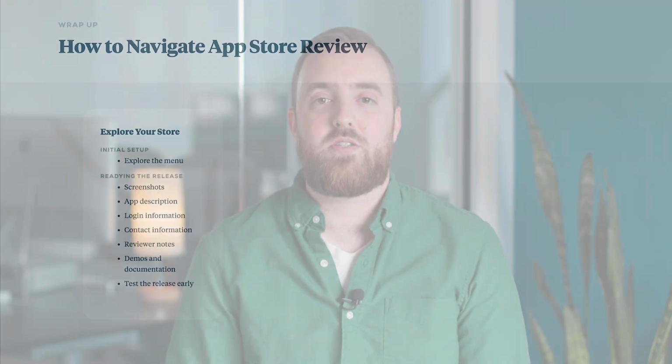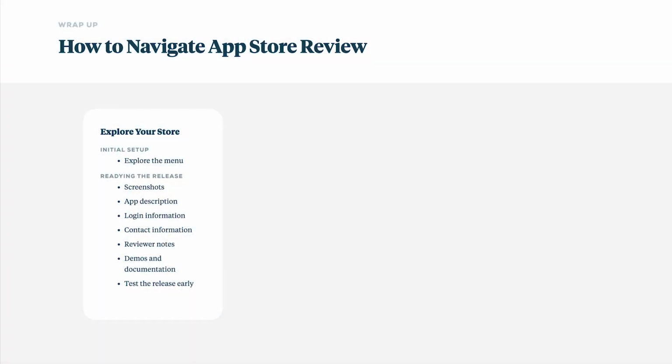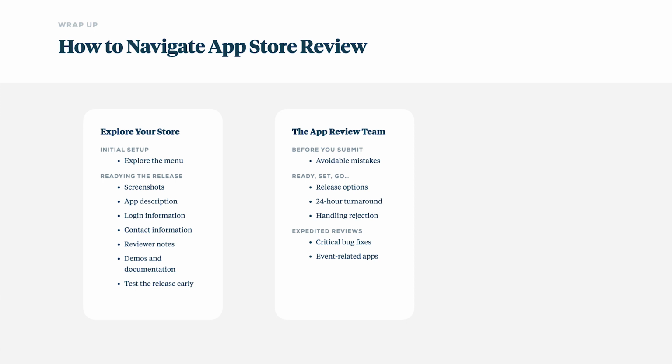Let's recap what we discussed today. First, we reviewed the initial setup of your App Store. We also walked through how to configure your release so the app review team has everything they need to approve your app quickly. Before submitting your app for review, make sure you avoid common mistakes. In the event your app is rejected, you can work directly with the app review team via your App Store Connect page. And in extreme circumstances, you can leverage the expedited review process as well. If all else fails, as a final attempt, you can submit an appeal through your Apple developer account.